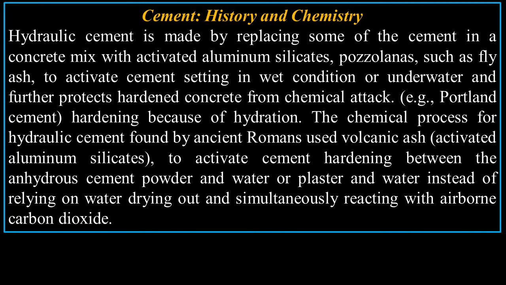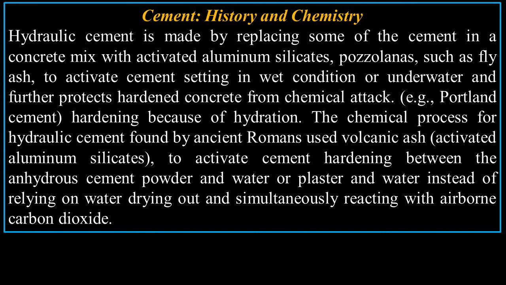The chemical process for hydraulic cement found by ancient Romans used volcanic ash, activated aluminum silicates, to activate cement hardening between the anhydrous cement powder and water or plaster and water instead of relying on water drying out and simultaneously reacting with airborne carbon dioxide.